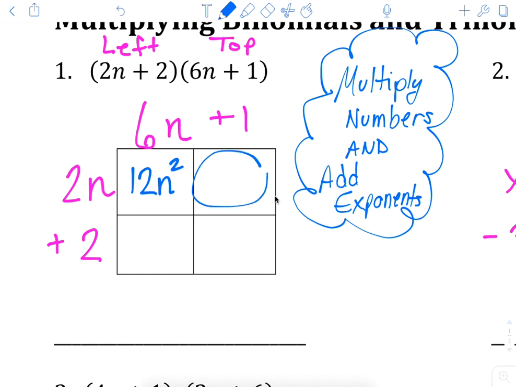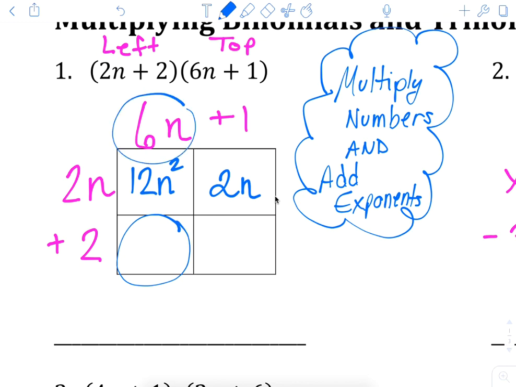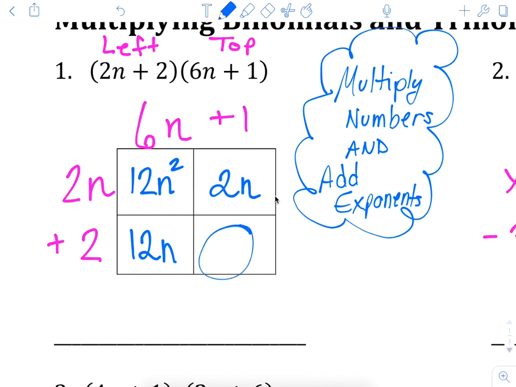When it comes time for the second box, we're multiplying the plus 1 times a 2n. Well, 1 times 2n is just 2n. When it comes time for the bottom box, we're taking our 6n times our 2. Well, 2 times 6n would make 12n. We're multiplying the numbers, adding up our total exponents. There was only one n there. And for the last box, we're multiplying the last ones we have left over. So 1 times 2 is a positive 2.